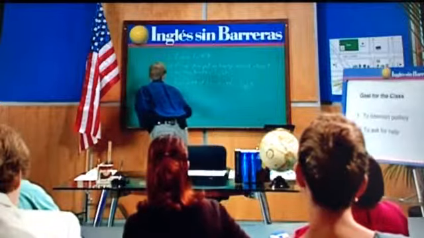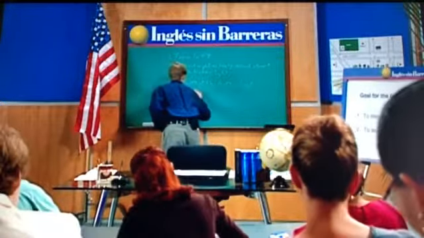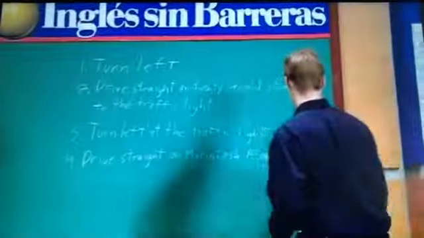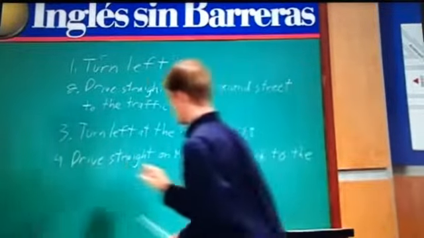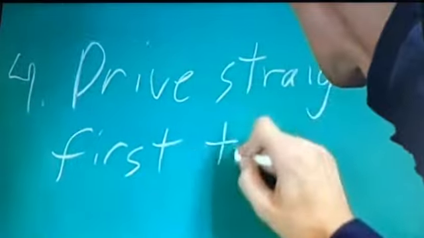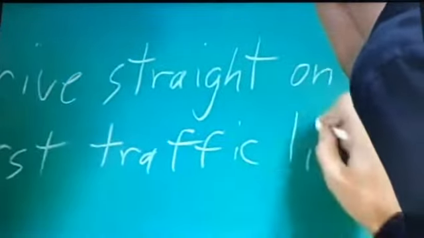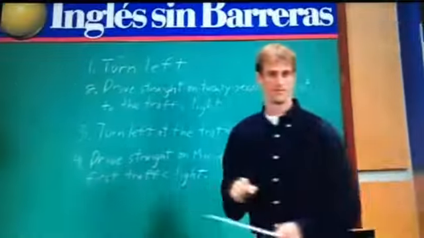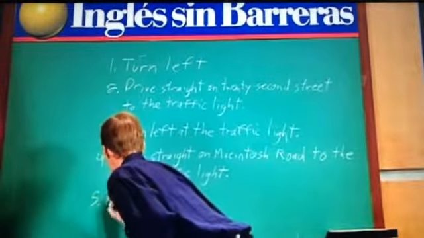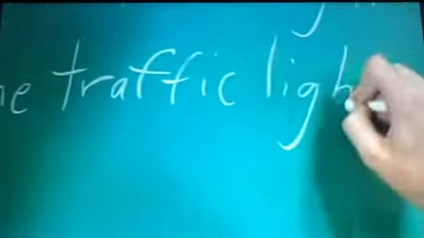Lisa. Drive straight on Mackintosh Road to the first traffic light. Drive straight. Mackintosh Road to the first traffic light. Mike. At the traffic light, turn right on 23rd Street. Okay. Traffic light. Turn right.